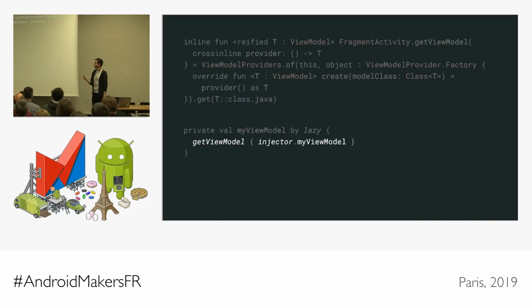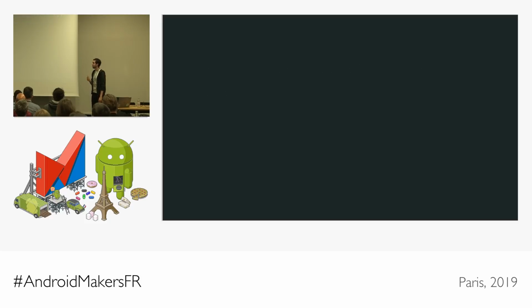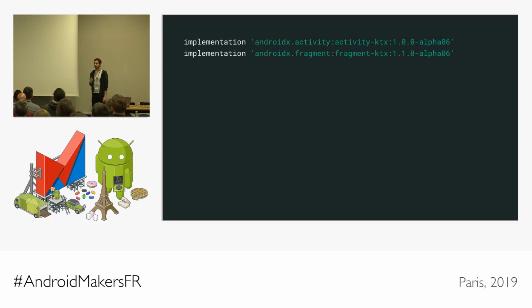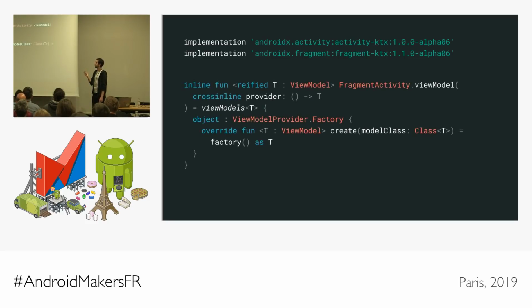We can still do better. We can combine the by lazy with this extension we just created. And for that, we're going to ask for some help from KTX. So we're going to add activity KTX and fragment KTX as dependencies. And we're going to change just a little bit our extension. Now, instead of calling getViewModel, I'm just going to call viewModel. And that was the only other change there.